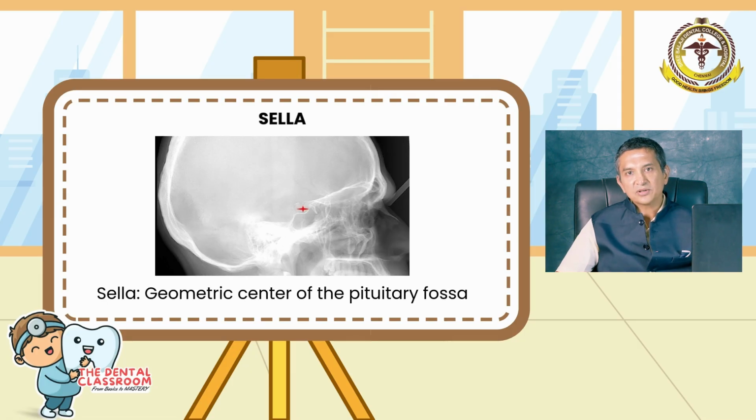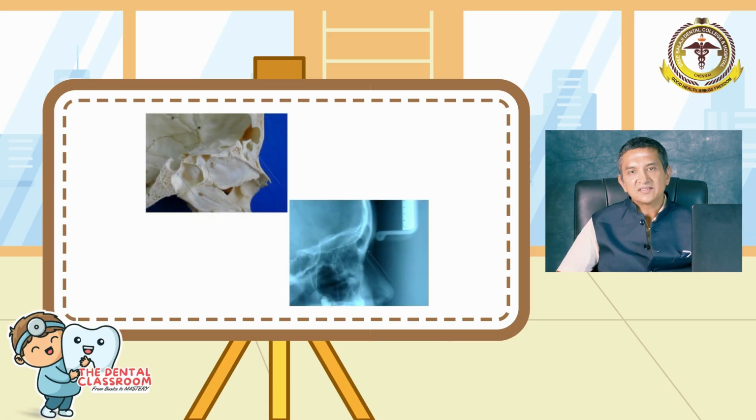Sella, the most important point, is the midpoint of the pituitary fossa and its geometric center, and it houses the pituitary gland. When we zoom in, we can see a horseshoe-shaped structure, and the geometric center of this is defined as sella. We use the letter S to denote sella. Going into the anatomy, we can see the horseshoe-shaped structure clearly on the bone, and we identify it 2-dimensionally on a lateral cephalogram.